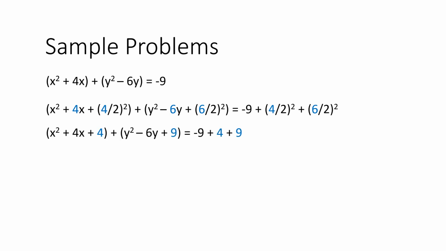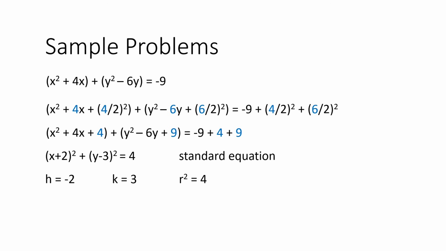Simplifying, we will have (x² + 4x + 4) + (y² − 6y + 9) = −9 + 4 + 9. Simplifying the trinomials by factoring, we get the square of the binomials: (x + 2)² + (y − 3)² = 4. This will be our standard equation. Therefore, our h is −2 and our k is 3, and our r² is 4. So the center of our circle will be (−2, 3), and the radius is 2.